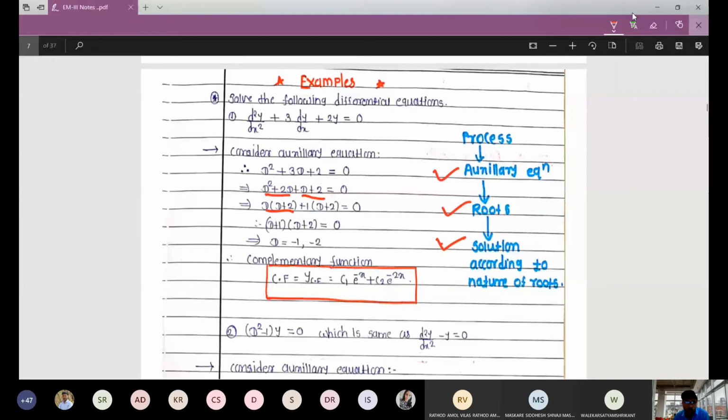So therefore (D + 1)(D + 2) = 0, and corresponding to the term D + 1 = 0, we are getting D = -1, and corresponding to the term D + 2 = 0, we are getting -2 as a root.